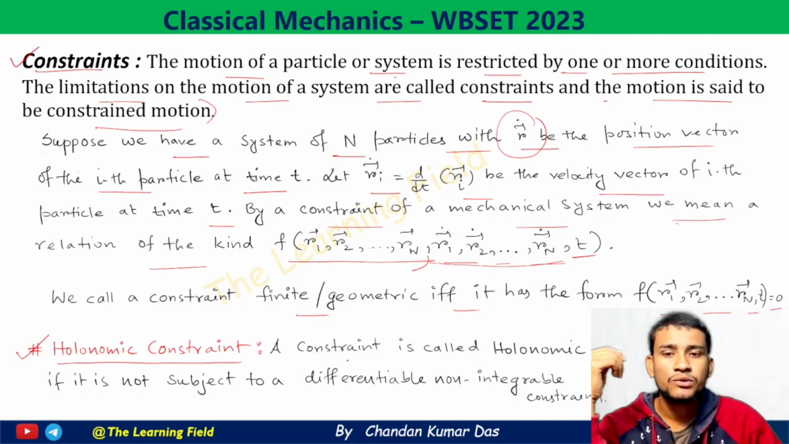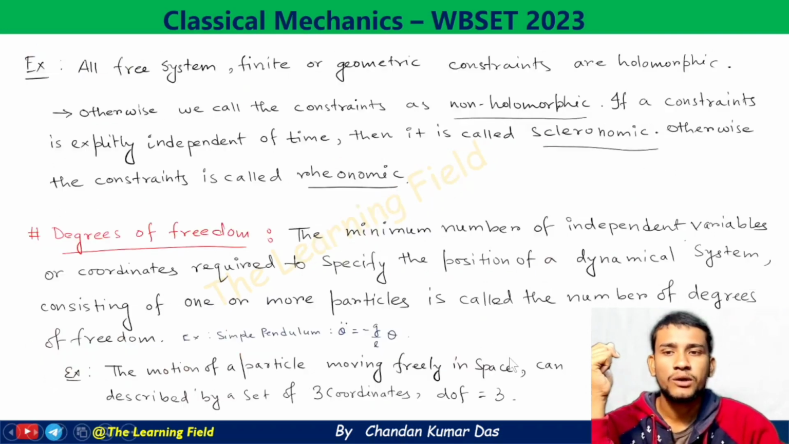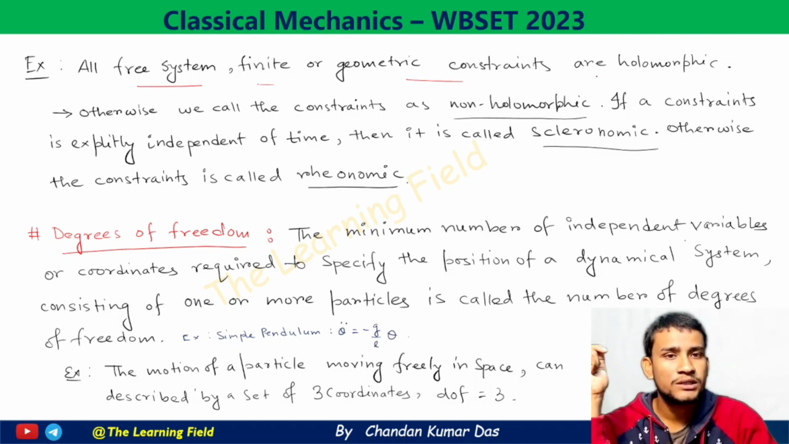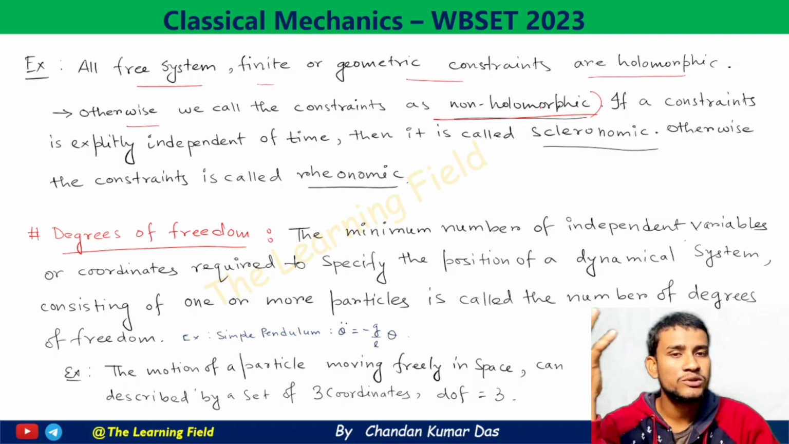Okay, so a constraint is called holonomic if it is not subject to a differential non-integrable constraint. Okay, now one more example of a holonomic constraint. All finite or geometric constraints are types of holonomic constraint. Okay, otherwise, the constraints which are not holonomic, we call them non-holonomic constraints. Okay, there is another type of constraint.